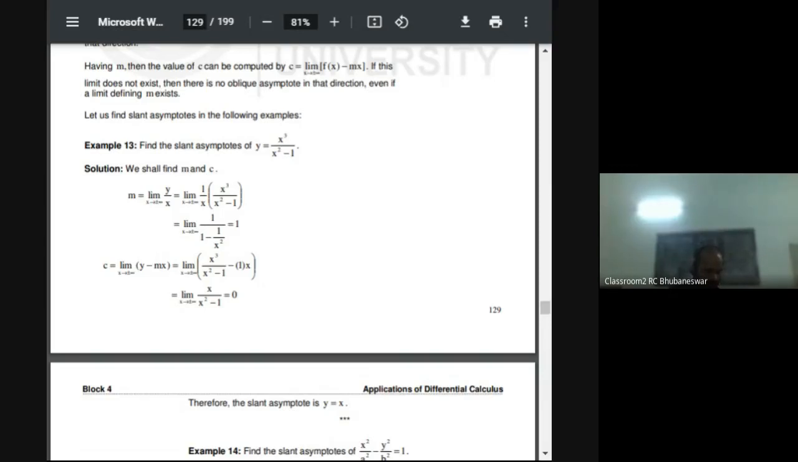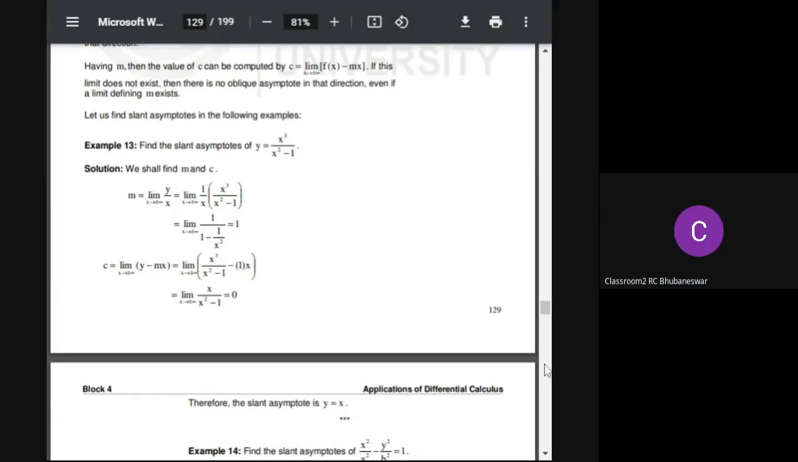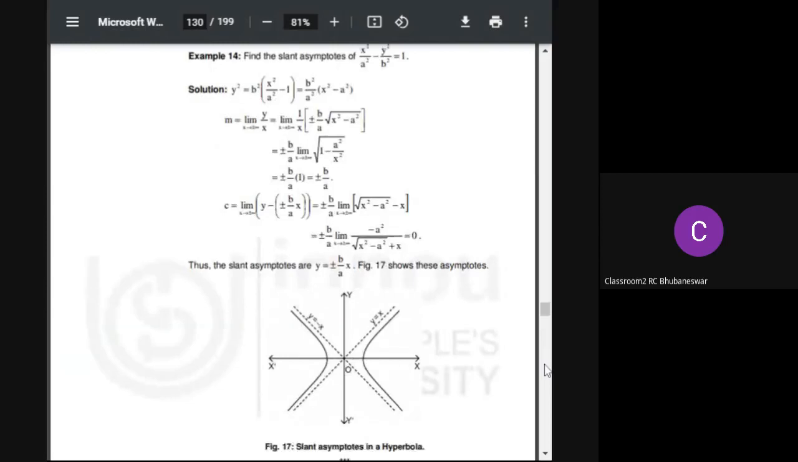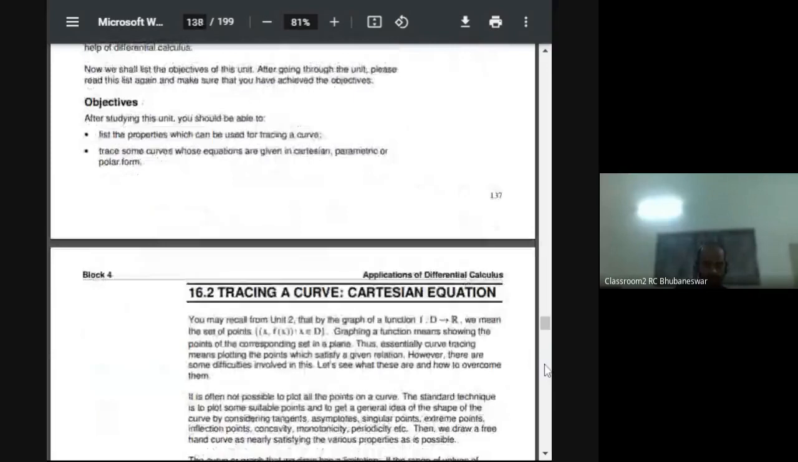And finally, in the last part of this particular module, the last unit is about curve tracing. So let us discuss normal, asymptotes, period, increasing, decreasing, these kinds of particular functions. So now let us move to page number 138.